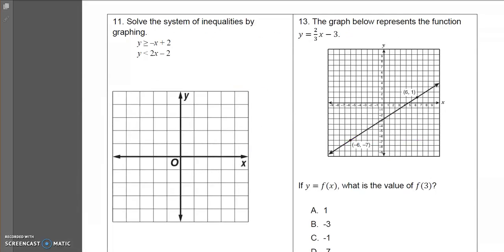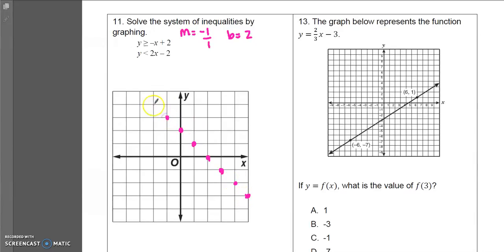Okay, number 11 says solve the system of inequalities by graphing. Okay, so we can do this by hand. These are both in slope-intercept form. So the first one, I can pick out my slope, which is -1/1, and my y-intercept is +2. So I'm going to plot that. If I go up to +2, and then I'm going to go down 1 and over 1, and keep doing that until I've created my line.